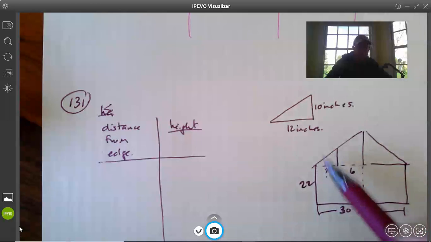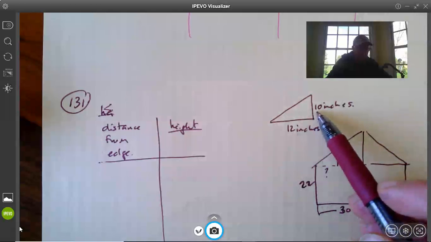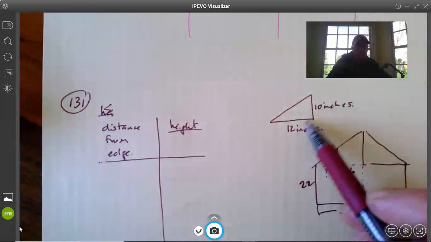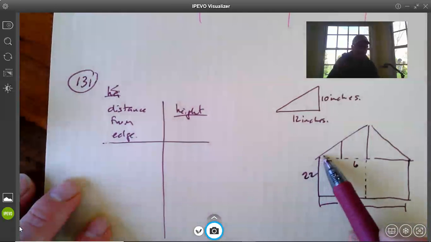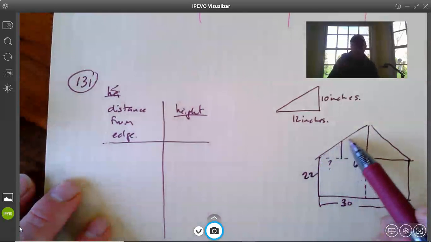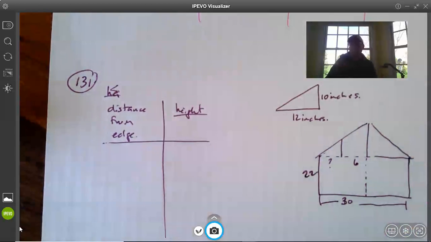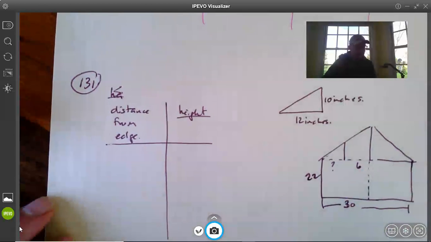The roof here has a pitch that tells us it rises 10 inches up for every 12 inches, or 1 foot, that we go forward. So as we're traveling up the roof here, for every foot we move forward, we're 10 inches higher than where we were before, right? 10 inches for every foot.